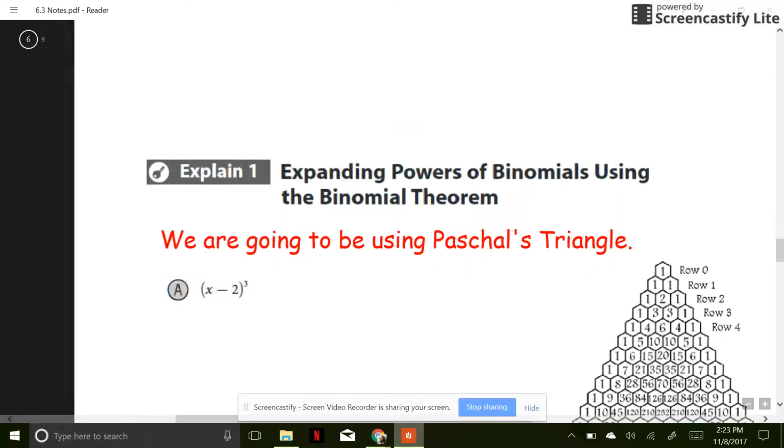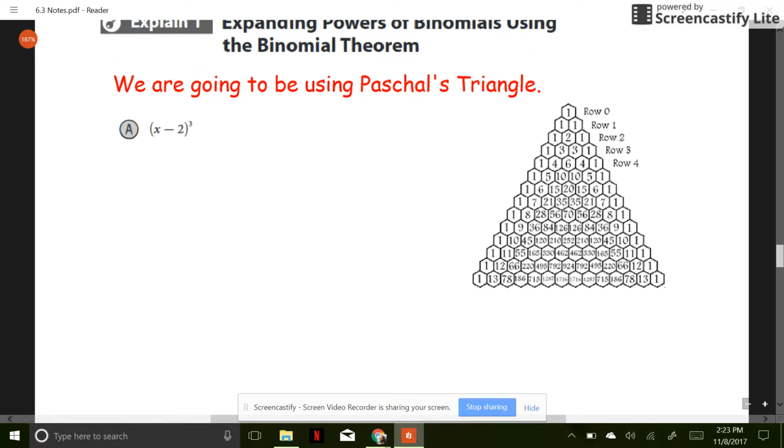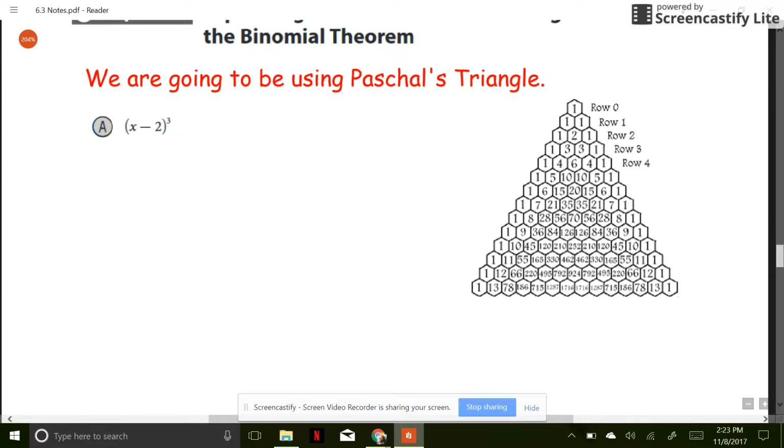We're going to skip that. All right, let's look at this triangle here. So first thing you want to look at is what's the power on your function. It's a 3, so that means we're going to be looking here in row 3. We have to think about these as the two separate terms we're going to be working with. So looking in row 3, the first coefficient is 1. Now we take the first term in our binomial, in this case x, to the original power, which is 3. The second term is going to be to the power of 0.